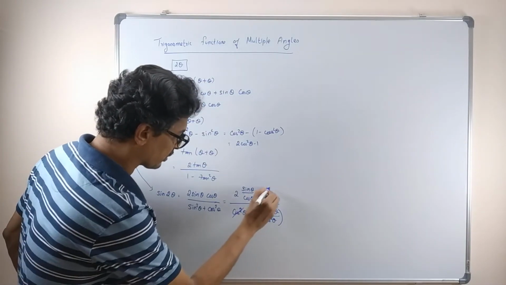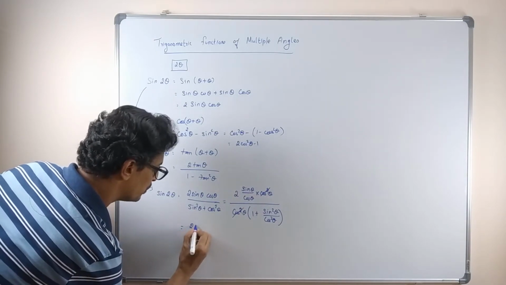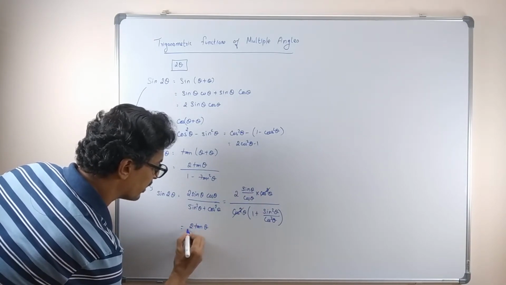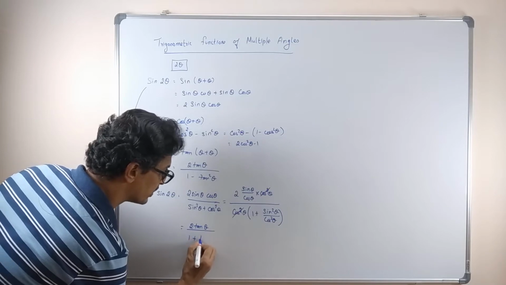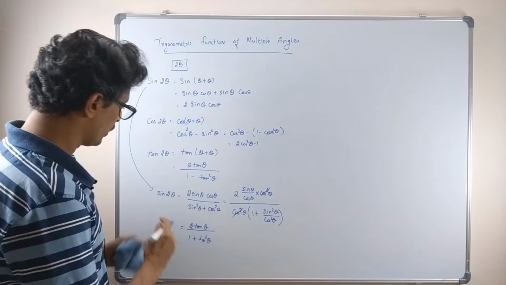So cos square theta cancels. So what do we have as the answer? 2 tan theta divided by 1 plus tan square theta. Okay? So this way you can.